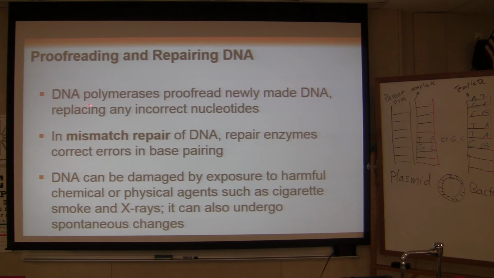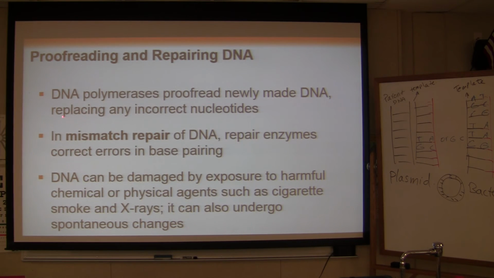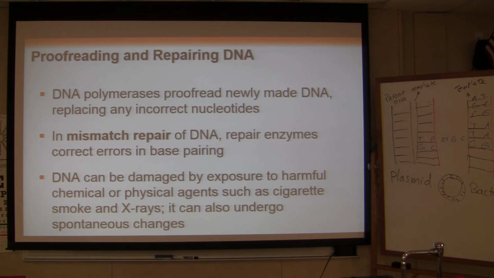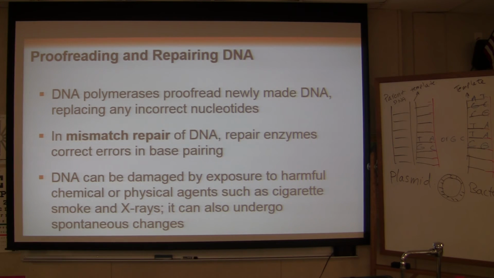So, mismatch. DNA polymerase proofreads new DNA replication for incorrect nucleotides. In mismatch repair of DNA, repair enzymes correct errors in base pairing. DNA can be damaged by exposure to harmful chemicals and physical agents: cigarette smoking, x-rays, alcohol. He didn't mention that. It can also undergo spontaneous changes.